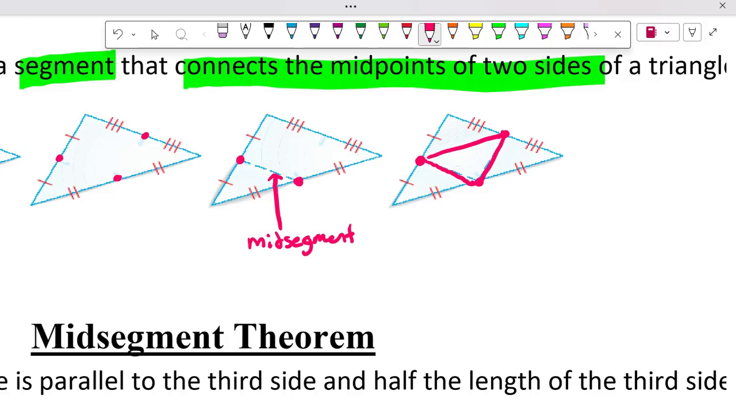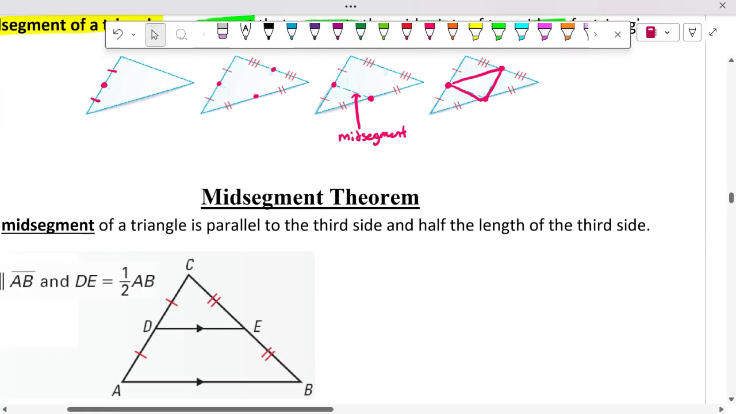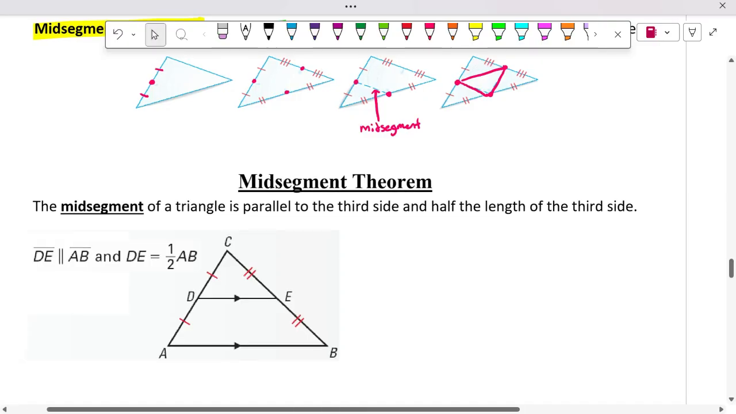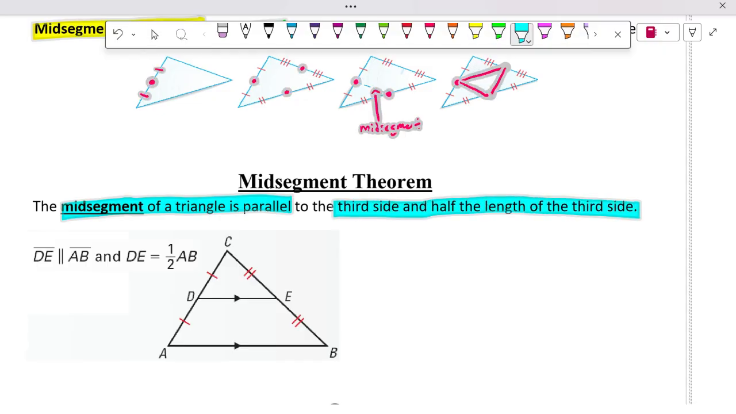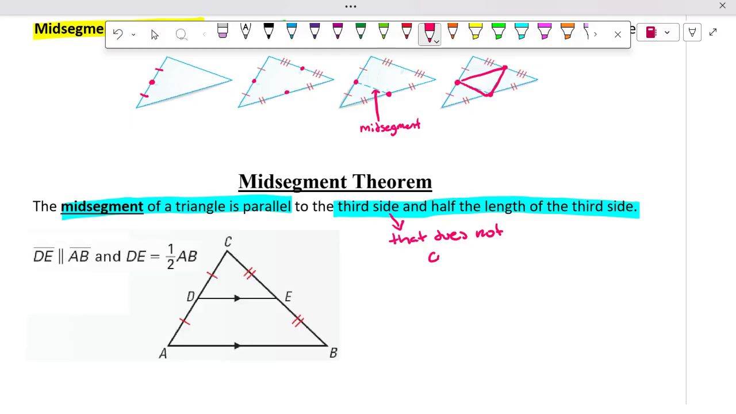Now, why do we care about the midsegment? Well, the midsegment of a triangle is parallel to the third side and half the length of the third side. So in other words, it's parallel to the side that we didn't get the midpoints from. So it's parallel to the side that does not form it, or that does not contribute to the formation.